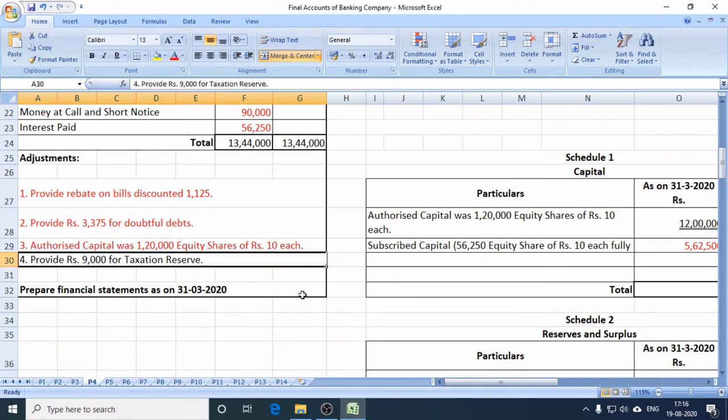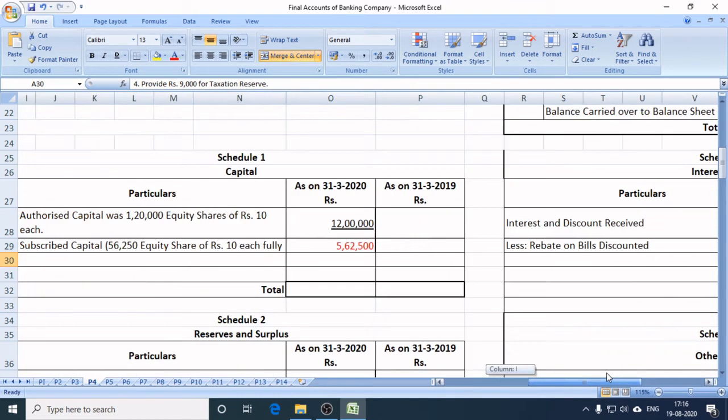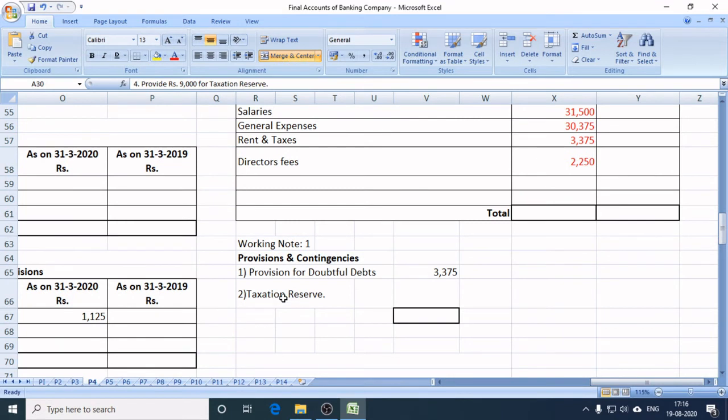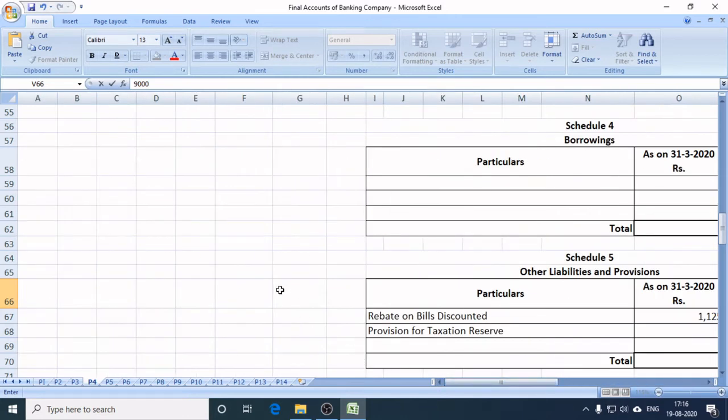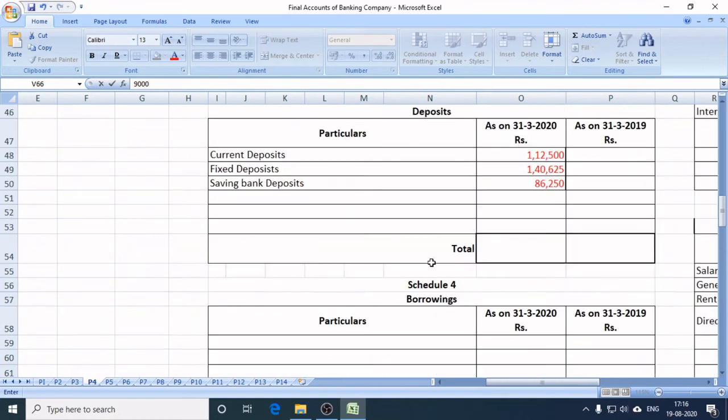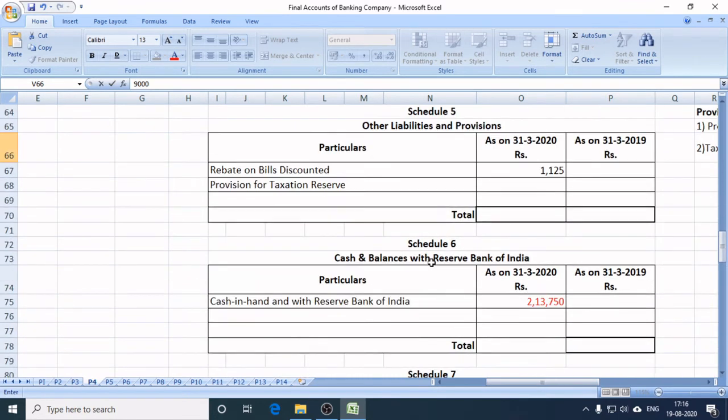Finally, we have to make a provision for taxation reserve. Same case. As we are making a provision, here we have to mention it under provisions and contingencies. The value is 9,000, and as it is made for the payment of tax in the future, it comes under schedule number 5, that is provision for taxation reserve, under other liabilities and provisions.